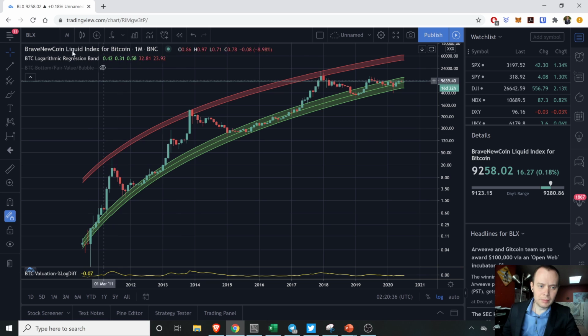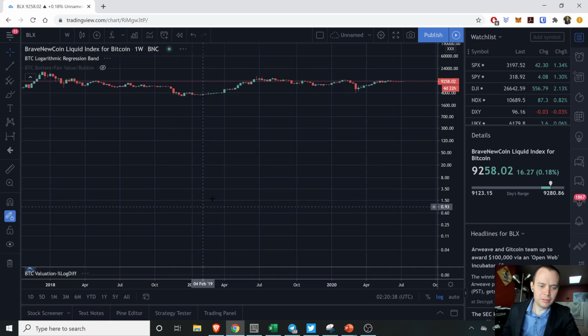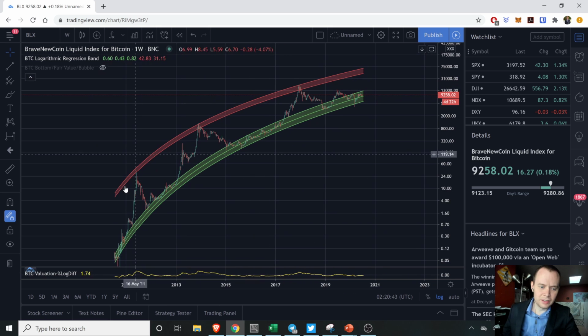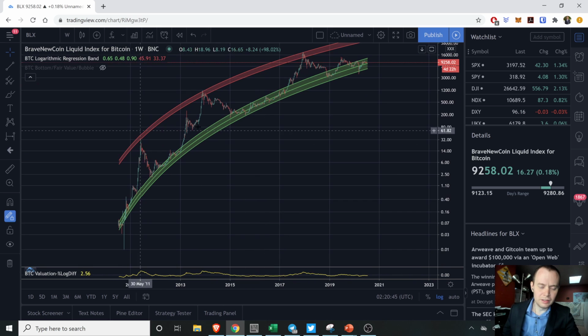This is just a wick, but if you change it to, say, a weekly time frame, it does become more obvious where these peaks are. So you can see them a lot clearer here. Okay, does that make sense?